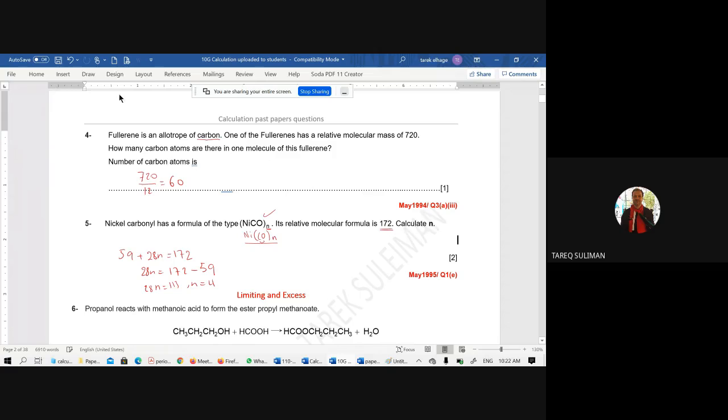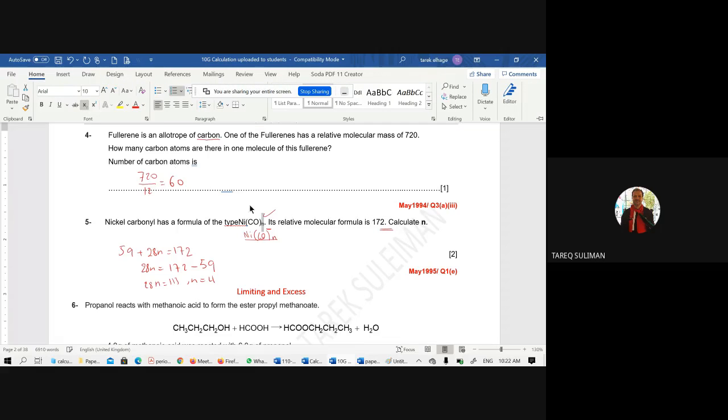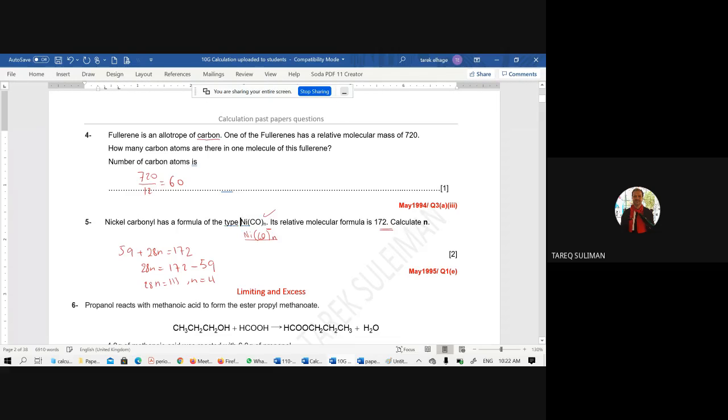Okay, clear? I am going to correct this, Ni(CO)n. Mr, should we get a whole number here, or can we get a decimal? Whole number. You cannot find a decimal. If it is, for example, 4.1 something, it is a whole number. We got 4.0357, so it is 4. In the formula, we cannot write other than whole numbers.